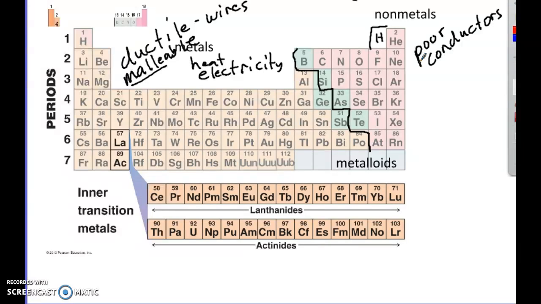The main ones that are considered metalloids are boron, silicon, germanium, arsenic, antimony, and tellurium. Okay, now, aluminum, polonium, and actinium are not necessarily considered metalloids, but that's not a big deal. Aluminum is about the only one that's very common that we talk about that's still considered a metal.